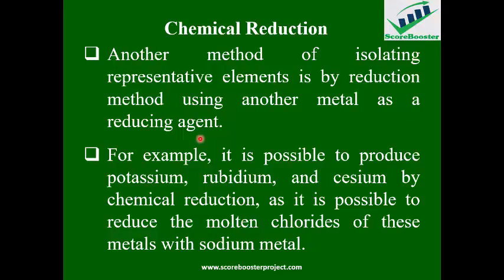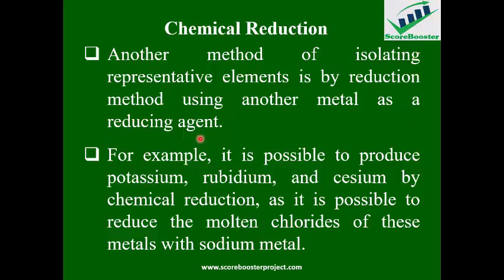So it is possible to produce potassium, rubidium, and cesium by chemical reduction. It is possible to reduce the molten chloride of these metals with sodium. Somebody will ask: rubidium and cesium are more reactive than sodium, so how come we prepare sodium by electrolysis and prepare potassium, rubidium, and cesium with chemical reduction? Yes, it is like that, but you can reduce the molten chlorides of these with sodium metal. Sodium metal is a reactive element, so if you react sodium with the chlorides of all these elements, you are going to get these elements. So that is why.